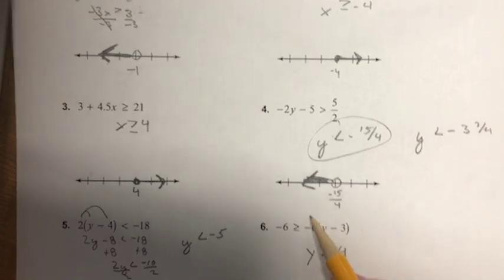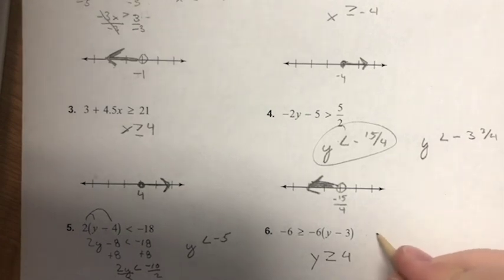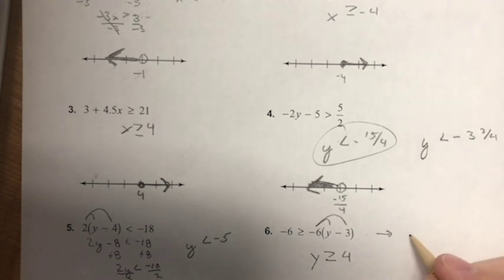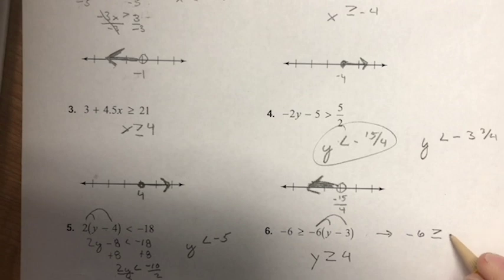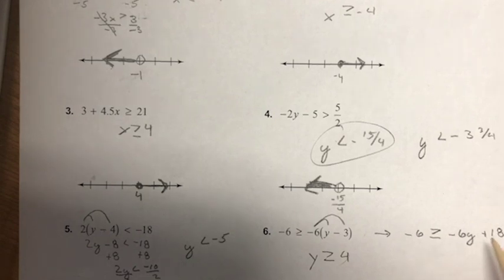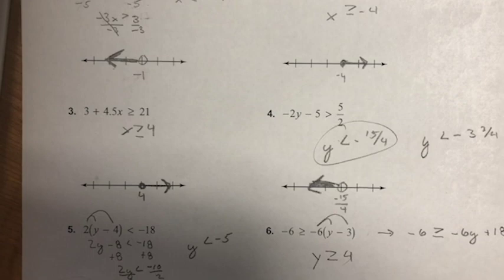I'm just going to work this one quickly with you. If we were to remember to do our distributive property, this may have messed you up. We would have gotten negative 6 is greater than or equal to a negative 6y, and then a negative 6 times a negative 3 gives me a plus 18. So if you got this wrong, that might be what happened. You may have forgotten that this was a negative here, and it should have given you a negative 6 times a negative 3. That may have been a mistake there. I just want you to be aware of it.